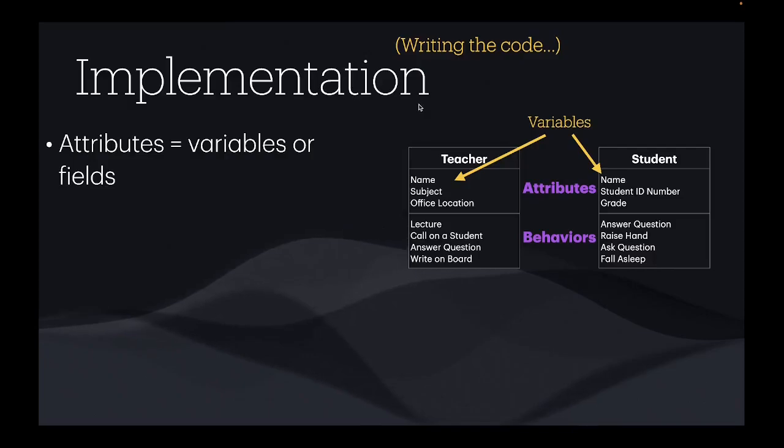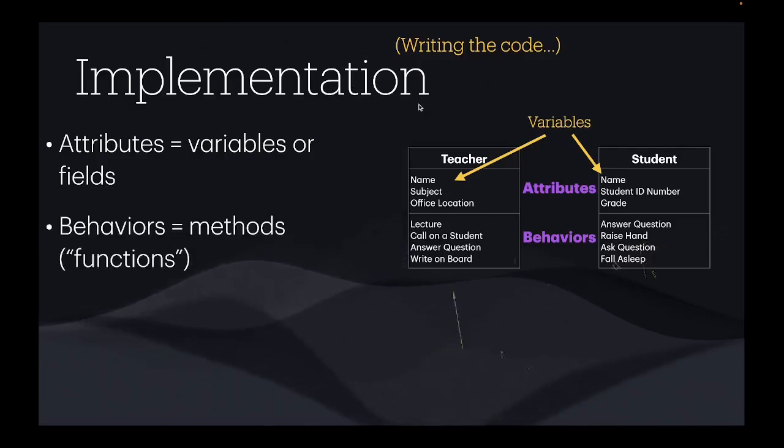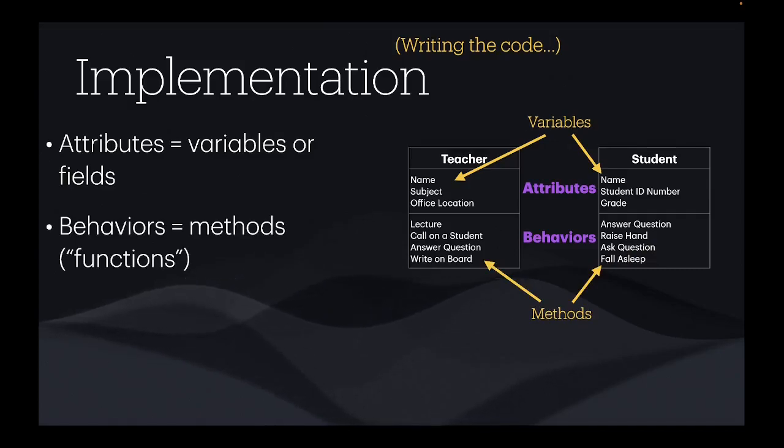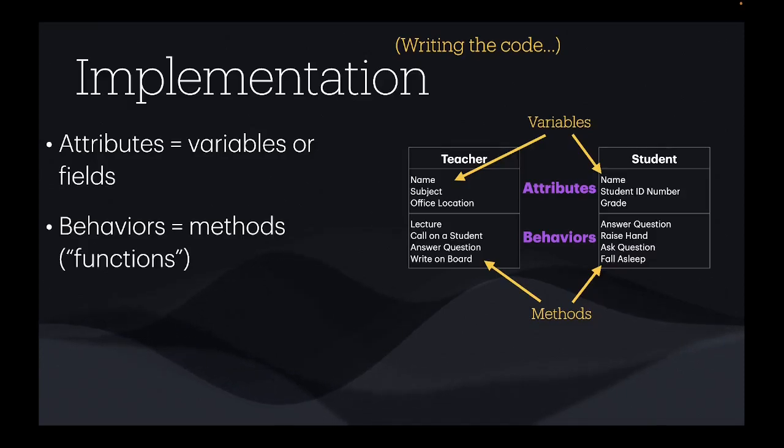The behaviors that we have decided on and designed, those get implemented as methods. Now, methods might not be a word that you're familiar with. It might depend on what programming paradigm or what programming language you came from, because this has different names depending on the context. In Java, these are always called methods, for example.